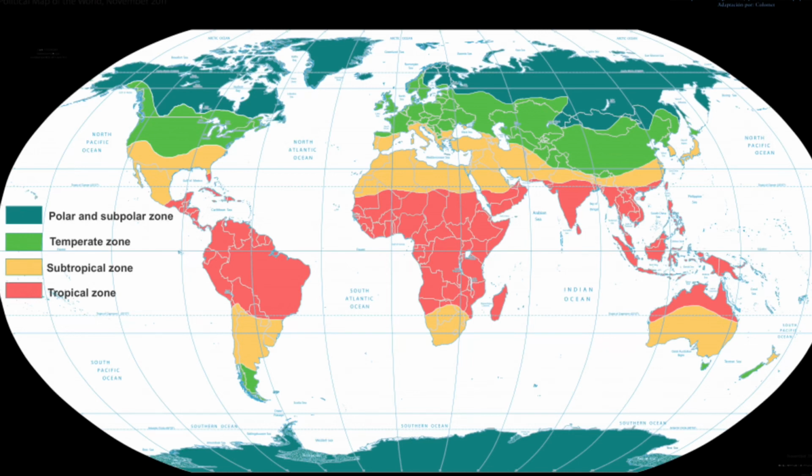And next we have the temperate zone, where we have cooler prolonged winters because they're so close to that polar zone. You do have vegetation in this region, and you do get frequent rain.